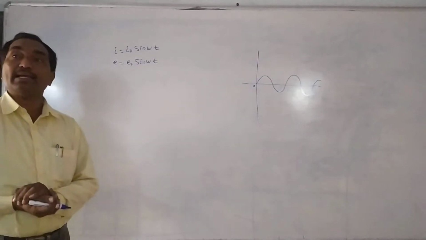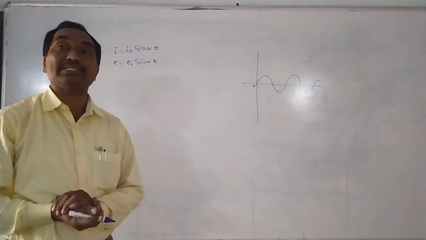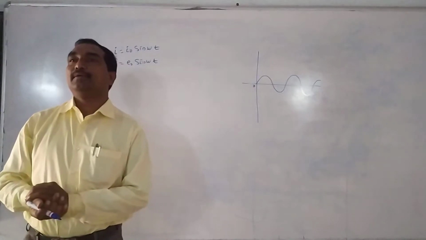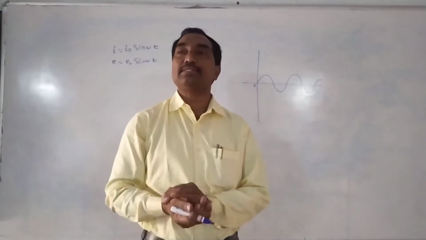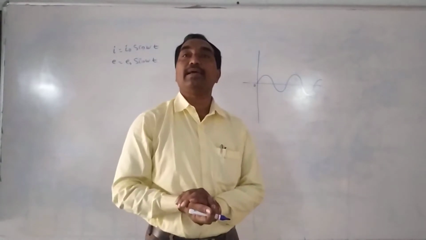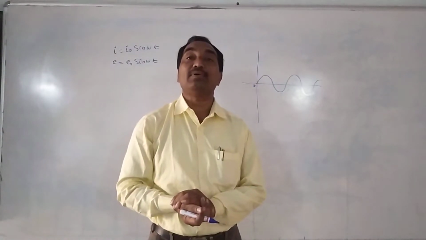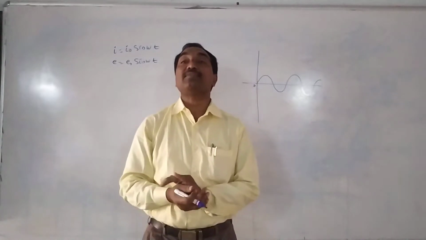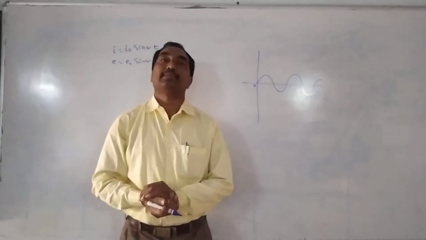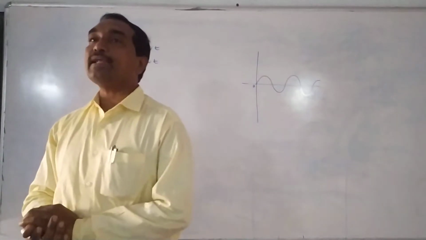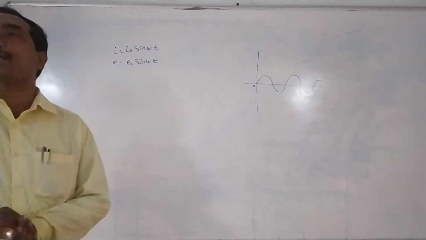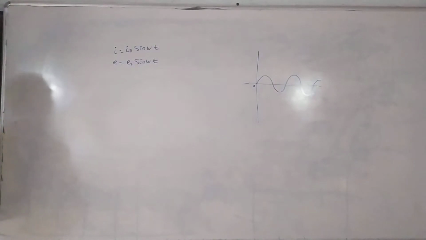What happens when this alternating current passes through a pure resistance? What happens when it passes through a pure inductance? And what happens when it passes through a pure capacitor? We will discuss that now. What happens when the alternating current passes through a pure resistance? Of course, it was completed earlier, but once again we will do this one.